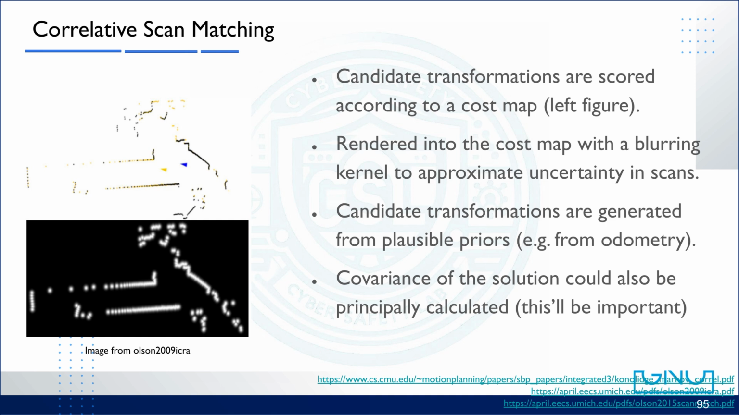Finally, the covariance of the best solution, how uncertain we are about this match, can also be estimated. This will be useful later when combining multiple scans or for SLAM backend optimization. The left image shows a cost map where bright spots indicate good scan alignment. This image is adapted from Olson's 2009 ICRA paper, a classic reference for correlative methods.